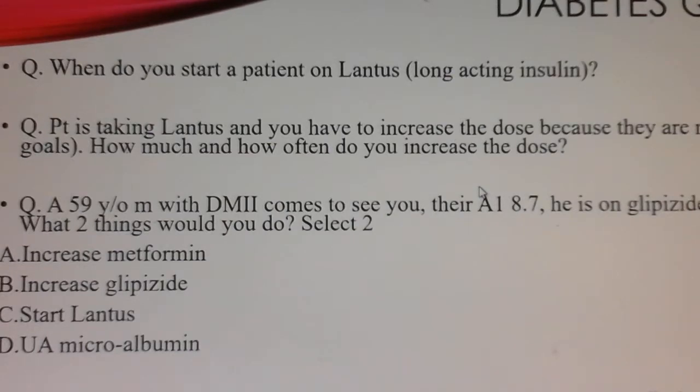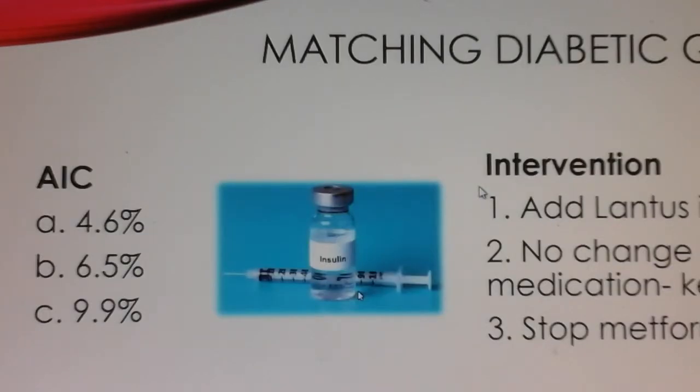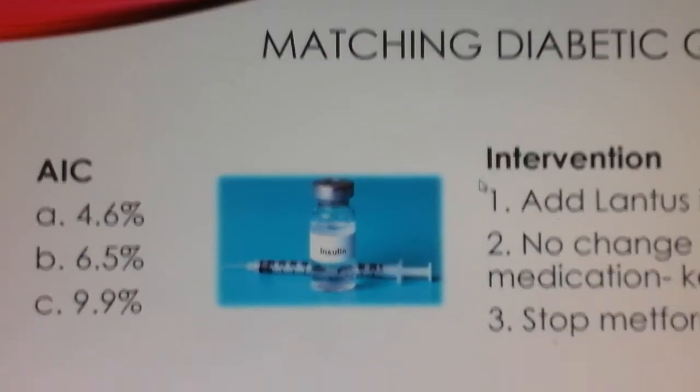All right, a couple more diabetic questions so you know how to prepare for this exam. The left side is the A1Cs and the right side is intervention. So expect these types of questions on the exam, okay? Pause me for a second and work these out. What would you do?